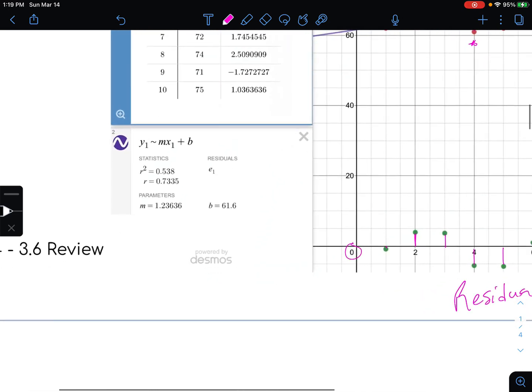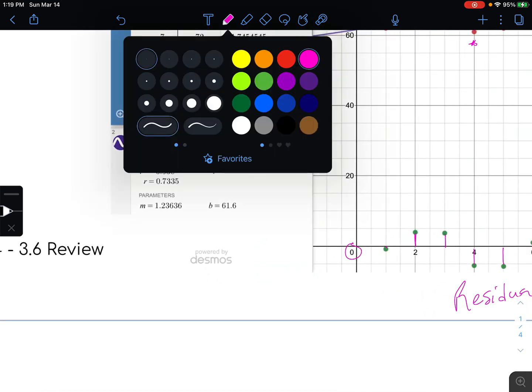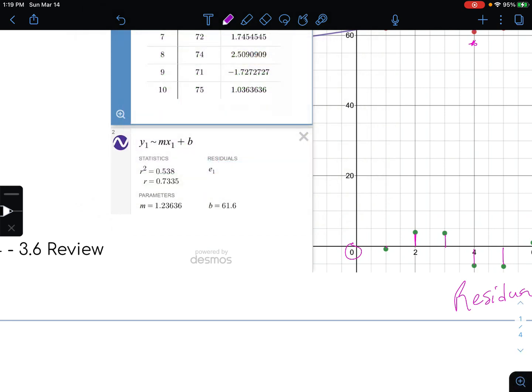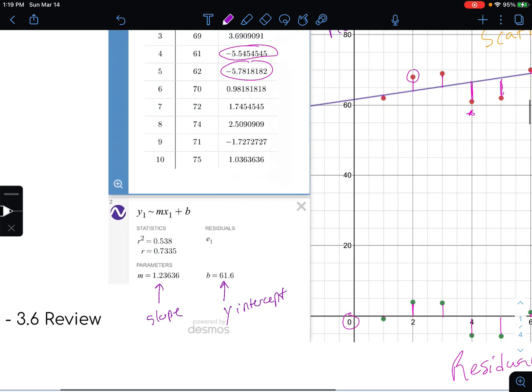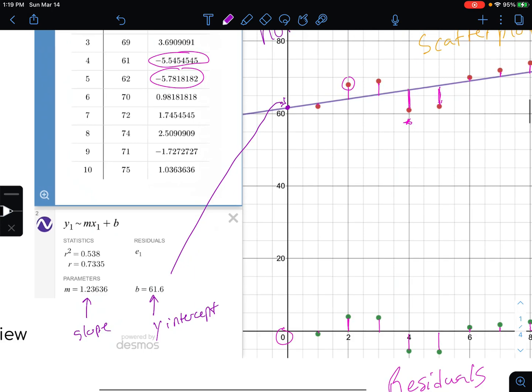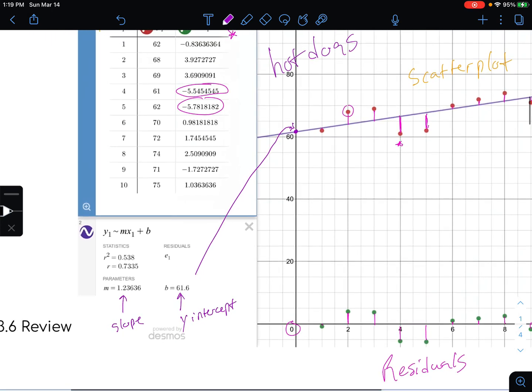And let's see, what else do we have here in our information? Got a couple other pieces of information. We have the slope of our line of best fit is about 1.24, and we have our y-intercept of our line, which is about 61.6, and you can kind of see that right here, is that y-intercept is about 61.6 for our line. All right, so that information is also given for us.